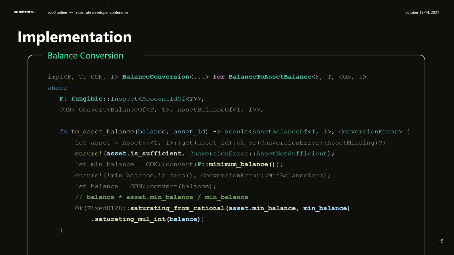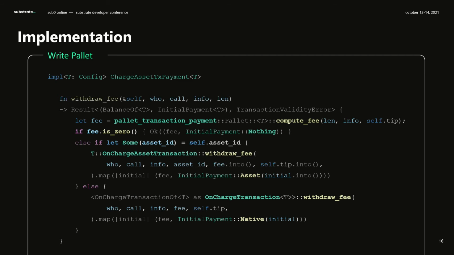And then at the bottom you see the actual equation, which is super simple. We just multiply our incoming balance with the minimum balance for the chosen asset that we want to convert to, and then divide by the minimum balance, which is going to be the existential deposit for us, and that's it already. So this is the conversion. This conversion will be used both in the withdrawal of the initial fee, as well as in the corrected fee, because both times we need to convert. So in terms of the transaction flow, it's used everywhere.